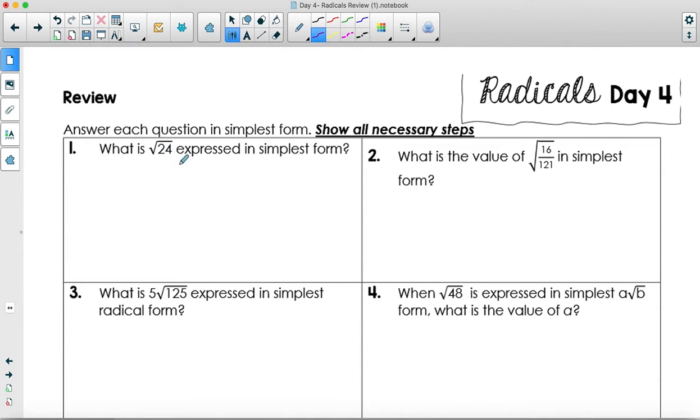Okay, so you're simplifying square root of 24. I'm going to break it down to the square root of 4 and the square root of 6, because the square root of 4 is 2. So therefore, this will equal 2 radical 6. I can't break down 6 anymore because it's not a perfect square and it's not divisible by any perfect squares. For number 2, I can break this down to the square root of 16 divided by the square root of 121, and therefore my answer is going to be 4 over 11.